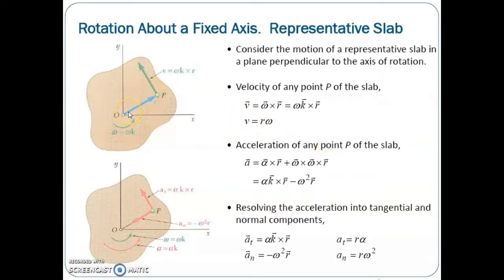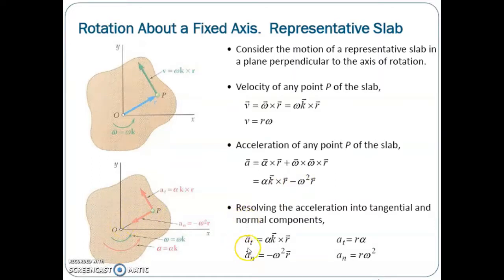Okay, then we know that this velocity is going perpendicular to this position itself. Whereas the accelerations of any point P of this slab itself, you have again the two components. The first one is alpha r, which is perpendicular to your r, which is associated with this angular acceleration. Another one is negative omega square r, which is our normal component moving towards the center of the rotations.